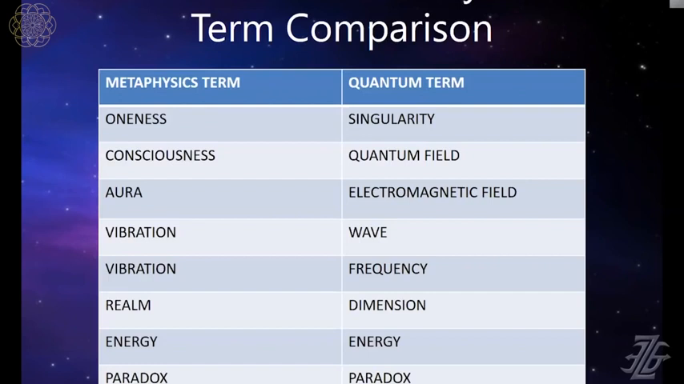Then quantum physics, wave; metaphysics, vibration, frequency, vibration again. Quantum physics, dimension; metaphysics, we also use the word dimension at times, but realm is really used within the metaphysical community. So it's the same thing. It's just another realm of existence, another dimension of existence. And then we have energy, energy, and then paradox, which is my favorite word, and I say it all the time because I notice it everywhere, is the same thing, quantum physics and metaphysics.